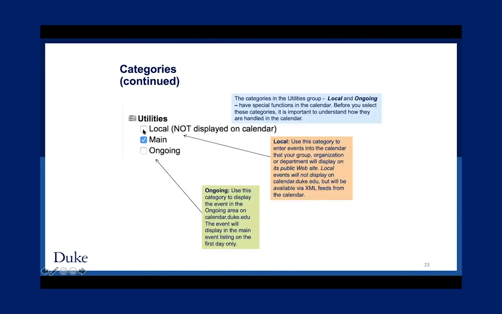Didn't mention this. Local. Local means do not display on calendar.duke.edu. Only display on my departmental calendar. This might be things like faculty meetings that you wanted to post on your departmental website, but not to the rest of the world. Ongoing, that's the thing that tells it to roll it up in the ongoing list, that it's an exhibit on the wall, and we don't want it to clutter the calendar every single day.